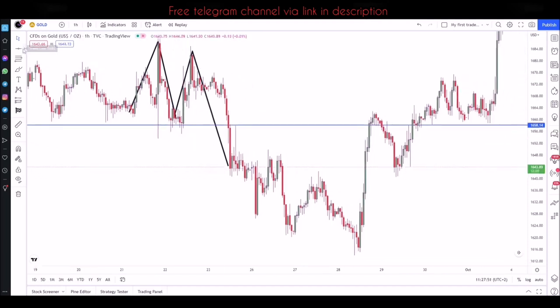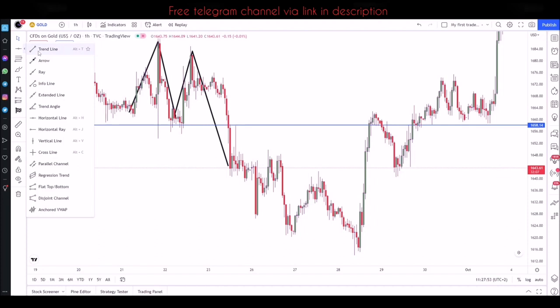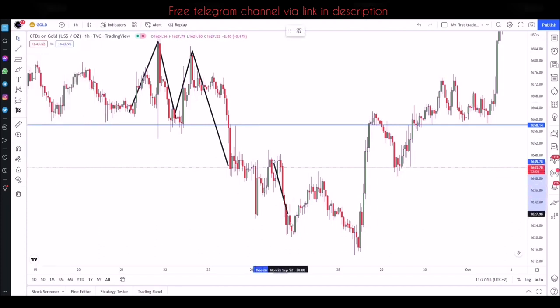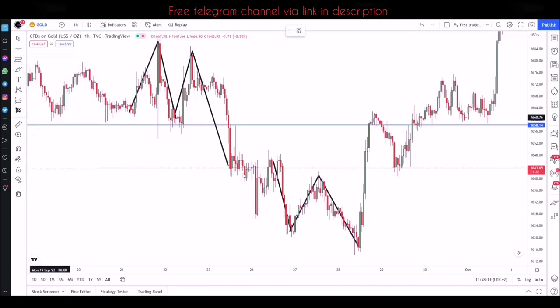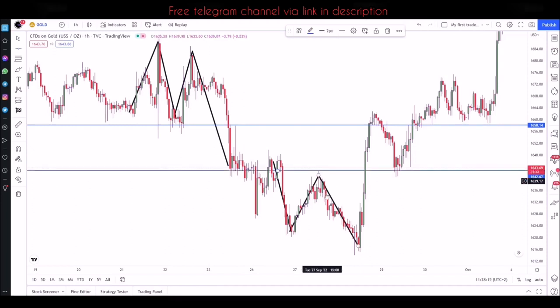The first thing is to mark your pattern, right? Where you clearly see these 2 legs, first leg, right? Then second leg, you can mark it like that, and then break of the neckline, right? So the neckline in question is going to be this zone, right?